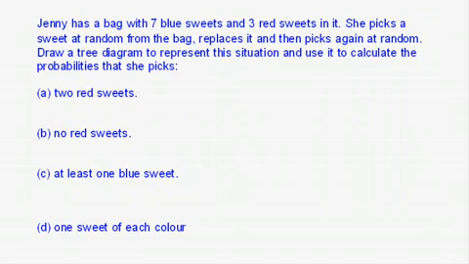Hi, this is a probability question that we're going to solve using a tree diagram, but let's just read the question first. Jenny has a bag with 7 blue sweets and 3 red sweets in it. She picks a sweet at random from the bag, replaces it, and then picks again at random. Draw a tree diagram to represent this situation and use it to calculate the probabilities that she picks: A, 2 red sweets; B, no red sweets; C, at least 1 blue sweet; D, 1 sweet of each color.